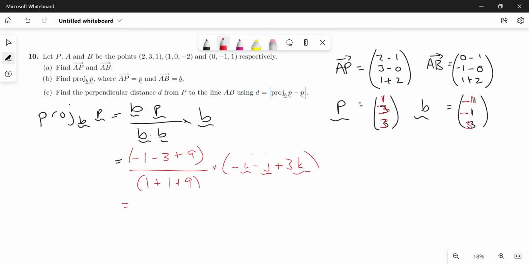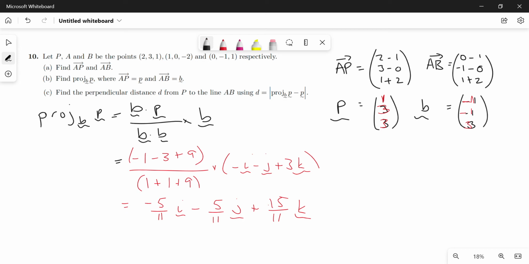So we should get, that's a minus 15 on 11, is it? 9, 10, 11, yes. And we've got 3, 4, sorry, minus 5, can't count. So that's minus 5 on 11 lots of i, which makes minus 5 on 11 lots of j. And then plus 3 times 3, 15 on 11 k. So that's my projection.